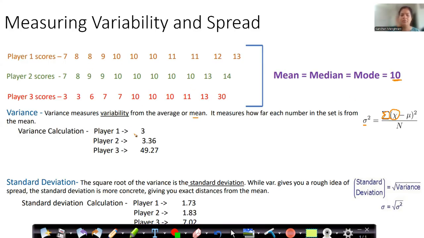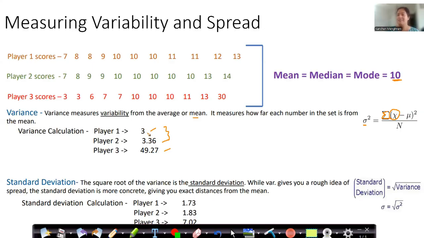So for player 1, we get 3. For player 2, we get 3.36, and player 3 gets a much higher value for a known reason, which is 30. So player 1, 3; player 2, 3.36; and then player 3. There was a gap or tie between player 1 and player 2, and we were not able to decide, but in this case, if I were a coach, I would go with player 1.